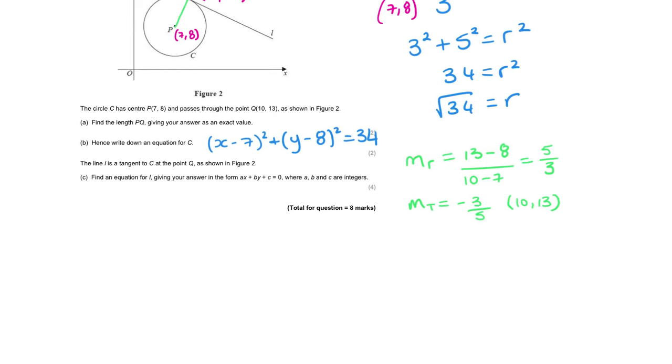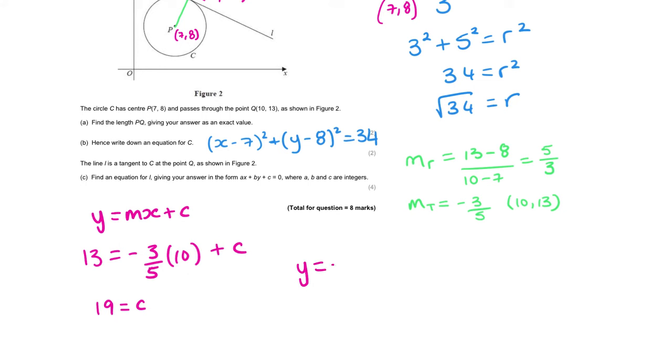So, for y equals mx plus c, I'm going to get 13 equals minus 3 over 5 lots of 10 plus c, minus 6. So I'm going to get 19 equals c. So I get y equals minus 3 over 5x plus 19.